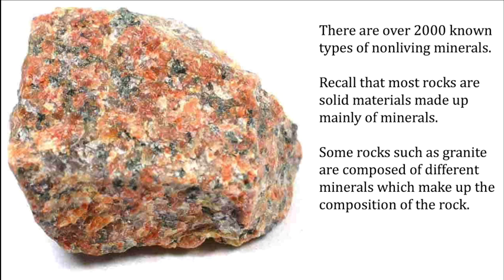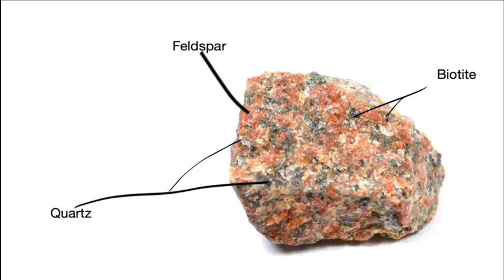Recall that most rocks are solid materials made up mainly of minerals. Some rocks, such as granite, are composed of different minerals which make up the composition of the rock. In granite, these minerals are often visible, and they are the reason why granite exists. Minerals such as quartz, shown in the light gray color, feldspar, shown in the pink, and biotite, shown in the dark spot, together make up this big chunk of rock that we know as granite.